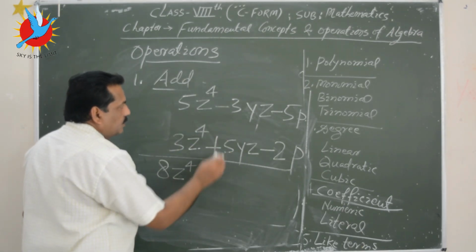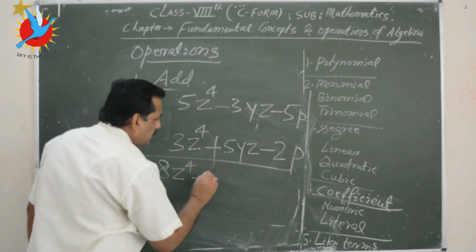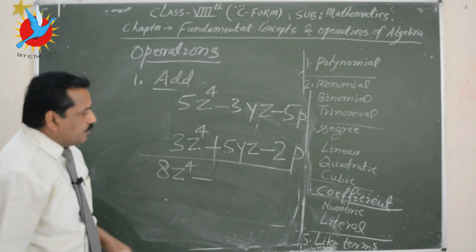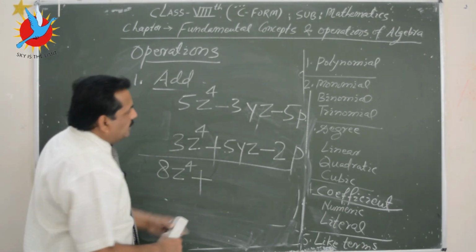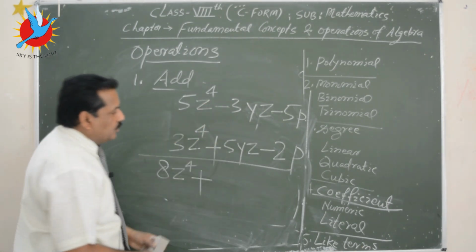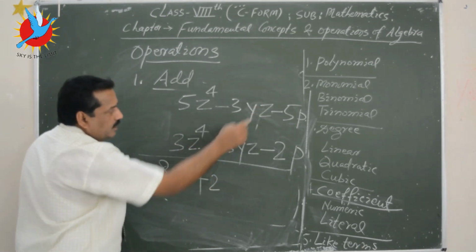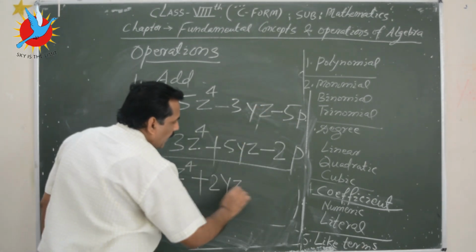This is 5 positive and 3, so this sign will be of the greater number. So greater is 5, so this is plus, and take the difference of these two. So 5 and 3, the difference is 2, and then the literal coefficient is yz as it is.